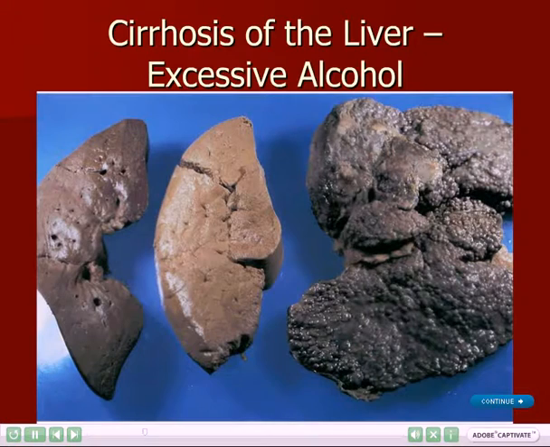This is a photo of 3 livers. The first one is a healthy liver. The middle one is a liver that is full of fat. The liver on the right can no longer function due to cirrhosis. Cirrhosis of the liver is caused by excessive alcohol.